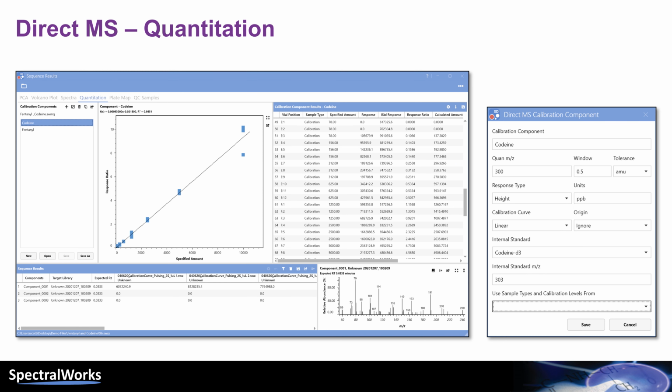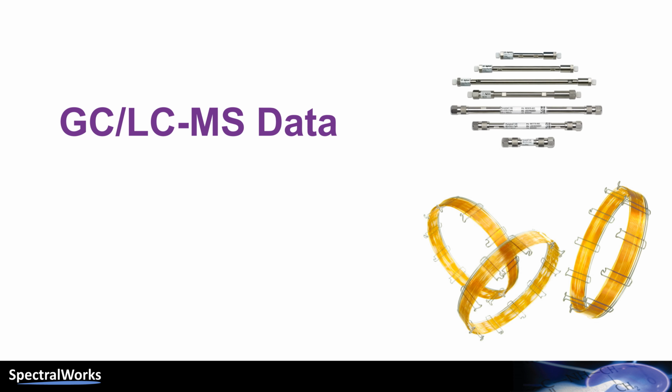We can also process DirectMS data quantitatively to report calculated amounts for unknown samples. In this example, we show the calibration curve and results for codeine. Here we spotted 3 replicas of 8 calibration levels and use deuterated codeine as an internal standard when calculating our response ratio. Following a very similar workflow, AnalyzerPro XD can also be used to process LC or GCMS data.